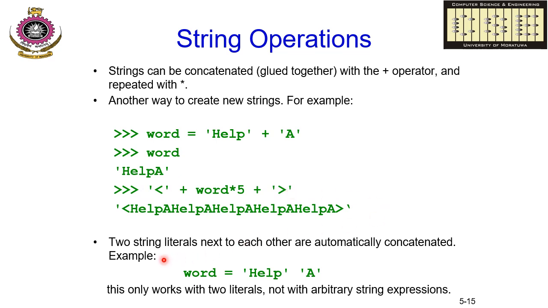There's another way: two string literals next to each other are automatically concatenated as well. For example, if you put word is equal to 'Help' and 'A' without any operator, putting them together will also concatenate. However, this works only for two literals, not with arbitrary string expressions. So these are different string operations available.